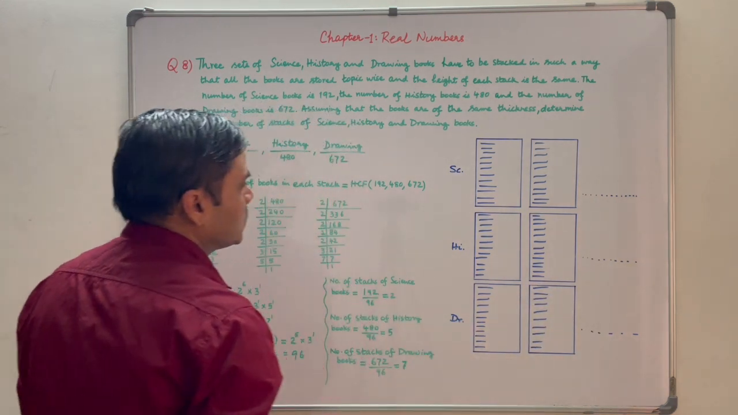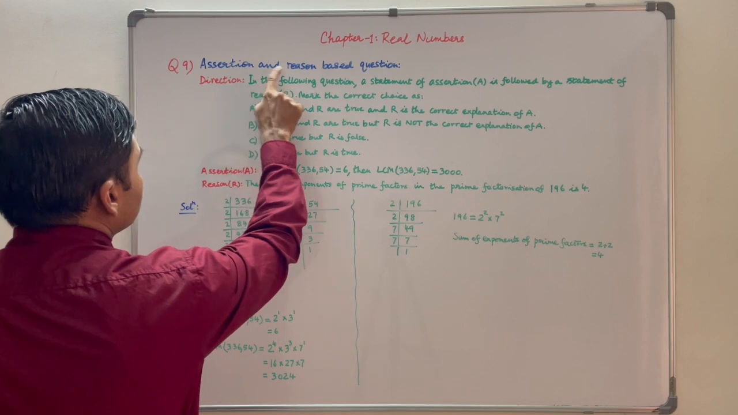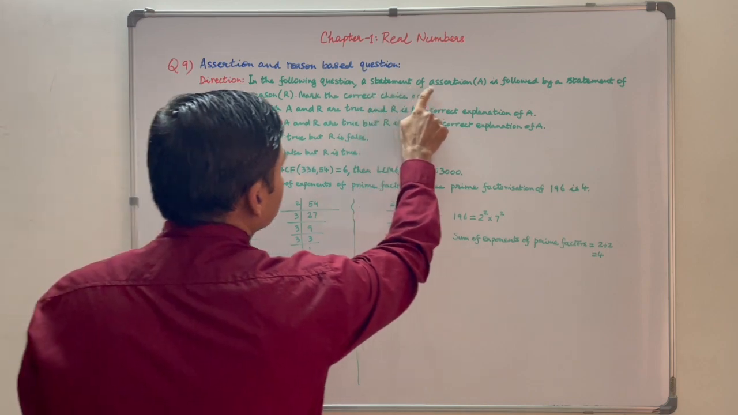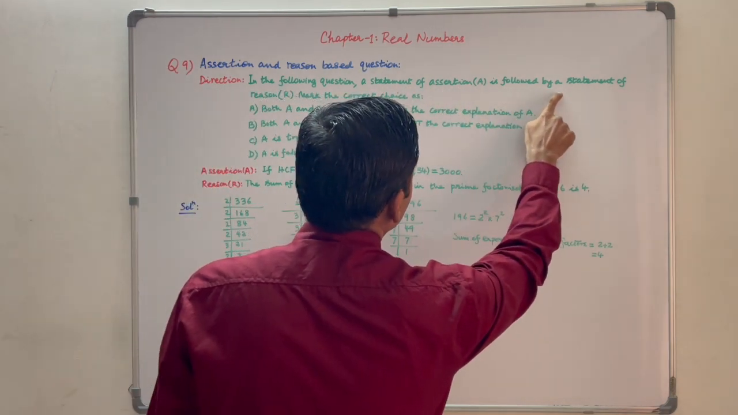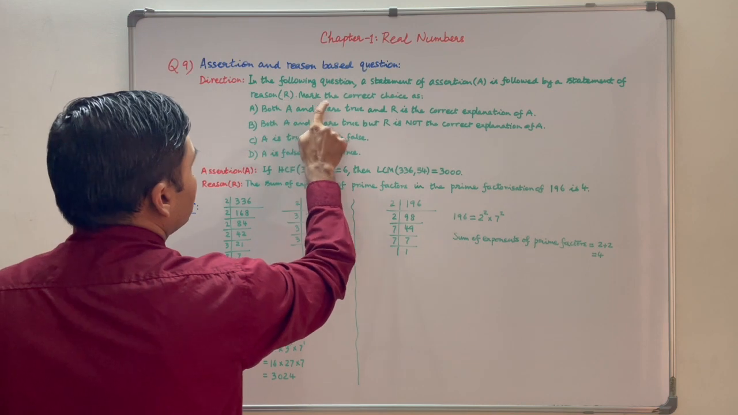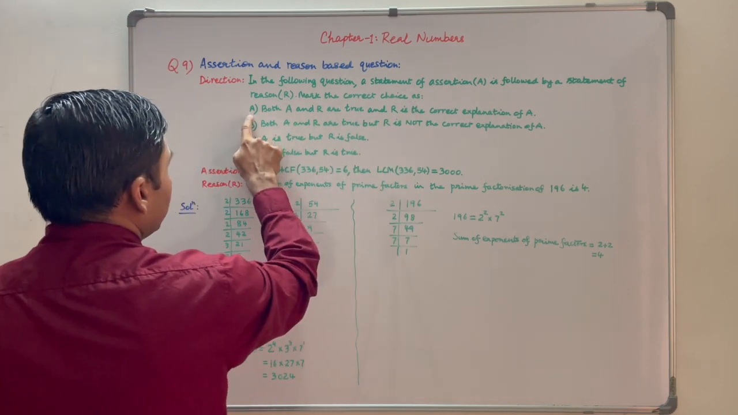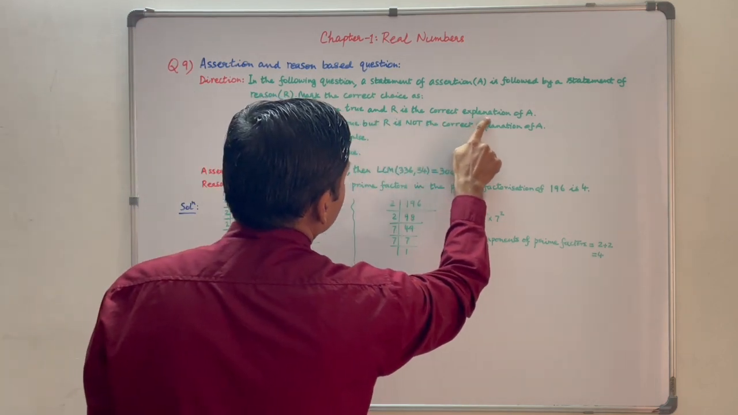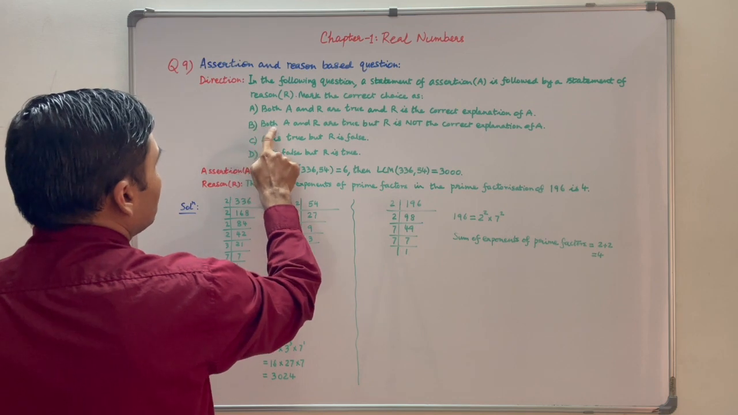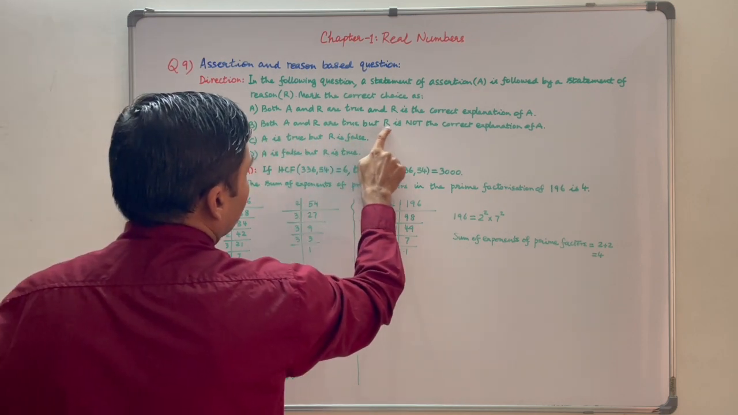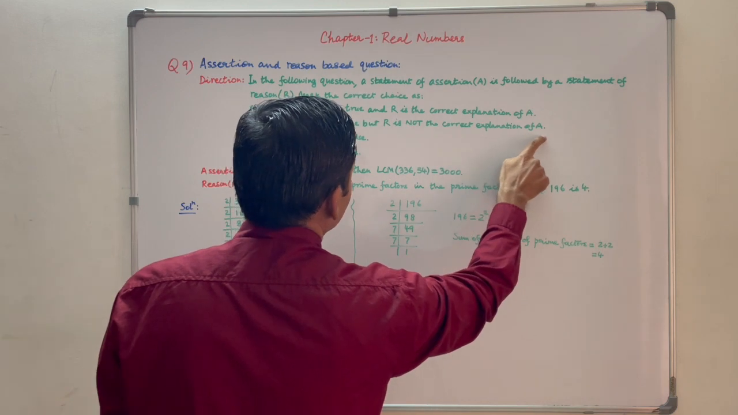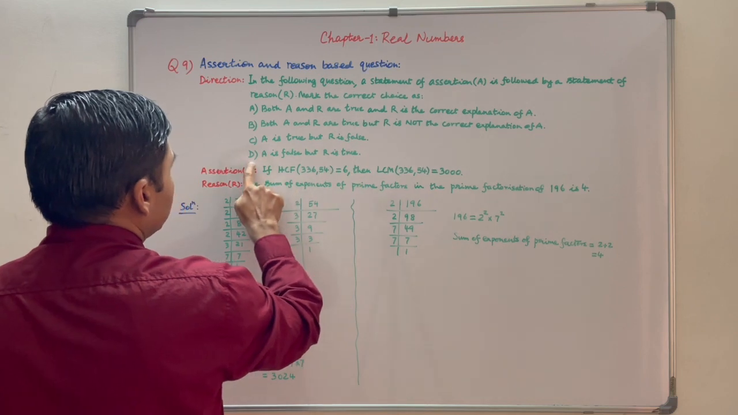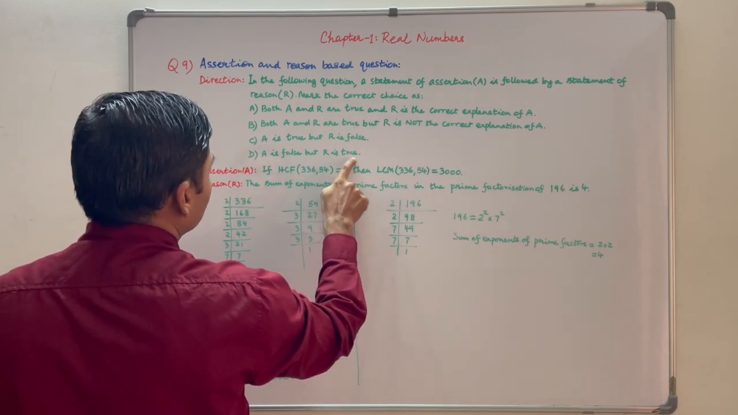Ninth question, assertion and reason-based question. Direction: In the following question, a statement of assertion A is followed by a statement of reason R. Mark the correct choice as option A if both A and R are true and R is the correct explanation of A. Option B, both A and R are true but R is not the correct explanation of A. Option C, A is true but R is false. Option D, A is false but R is true.